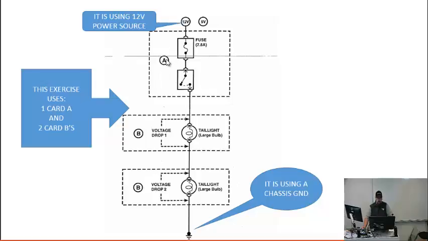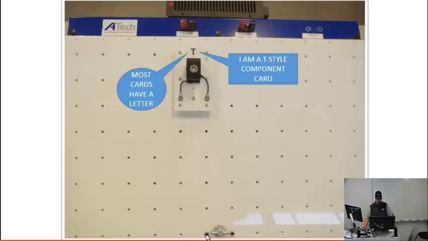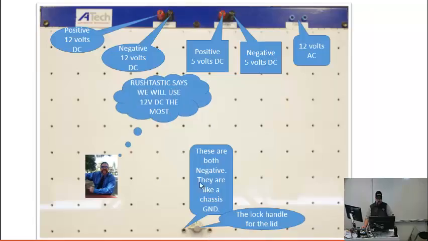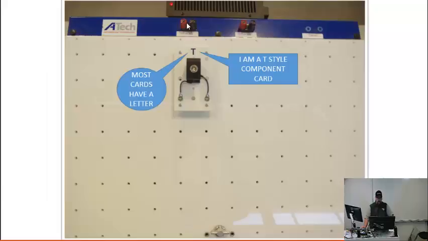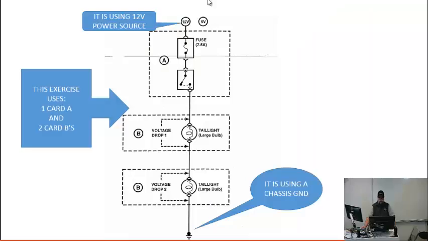And then the component cards, as you see this dashed line, in the electrical world, that means a component, okay? So we're using component card A, and in that component, they have a fuse, a 7.5 amp fuse, and a switch. And then the B card has one big tail light on it, and the other B card, another big tail light. And then down here at the bottom, this is that ground I was just talking about. That's this ground down here. Okay, that's this ground. So we build from the top to the bottom. So from the top, our component cards, and then down to ground.